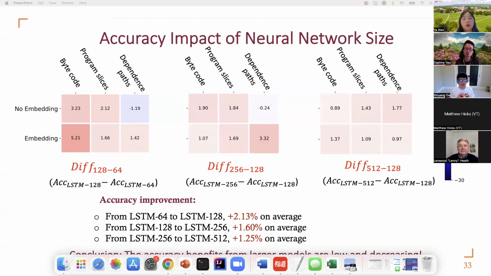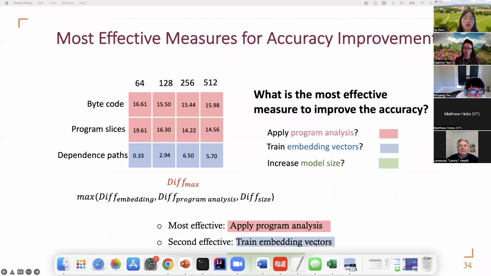We also show the accuracy impact of a larger model. Although we double the model size 3 times, we found the accuracy benefit from a larger model is smaller and smaller. Overall, the accuracy is improved by around 5%, which is much smaller than the embedding vector and the program analysis. We want to know what are the most effective strategy for accuracy improvements under these different conditions.